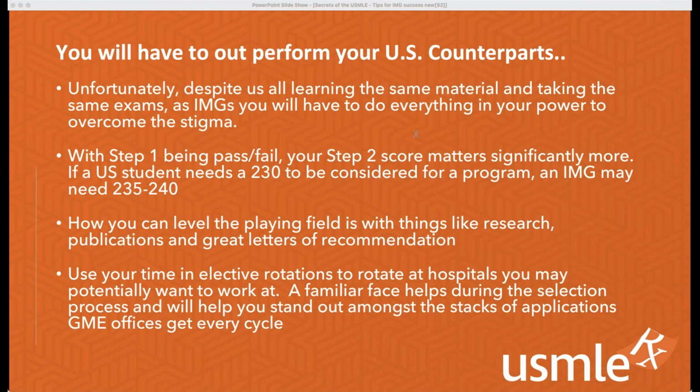This is an unfortunate truth, but Step 1 is now pass-fail. Step 2 matters more. If a US student requires a 230 to be considered for a program, that program may be looking at an IMG and saying, I need to see a 235 or 240 for him or her to be considered. Now, how can you level the playing field? By adding things to your applications like research, like publications, like great letters of recommendation, okay?